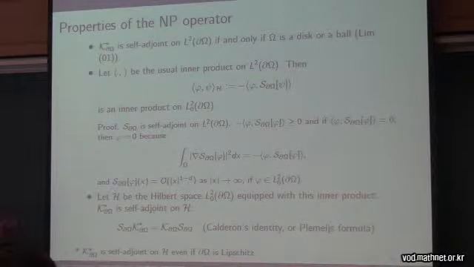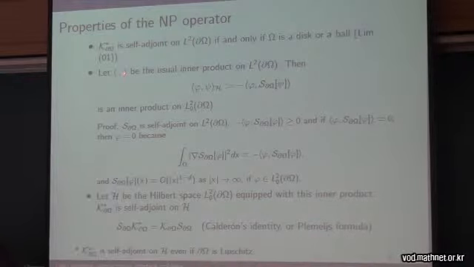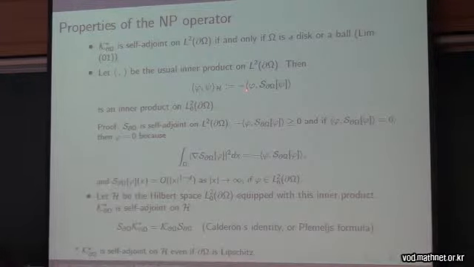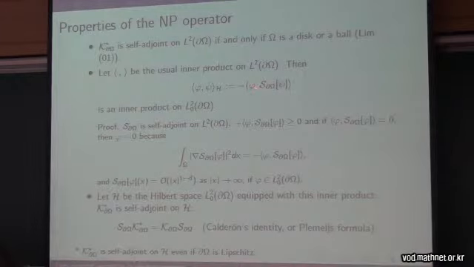Properties of the Neumann-Poincaré operator: in the usual space, this operator is self-adjoint only when omega is a disk or ball. This was proved by Lim. If we introduce a new inner product, using the single layer potential, then this is also an inner product on L2-0, which is the L2 with mean 0.